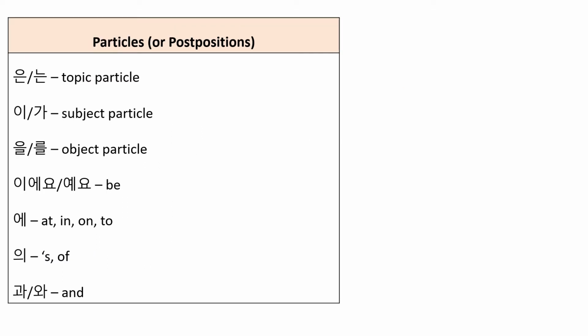I will show you how to use particles in a sentence. Let's start with the word 개, which means a dog. In Korean, there are no articles like a, an, or the. Let's use a particle to make a sentence with the word 개.